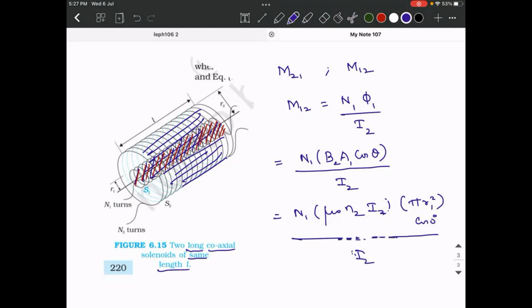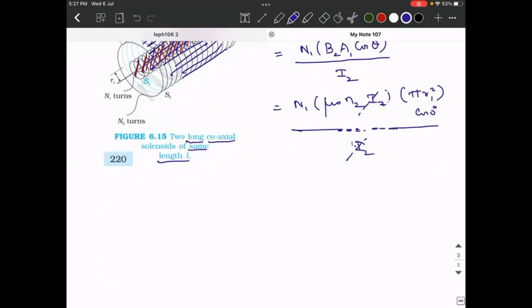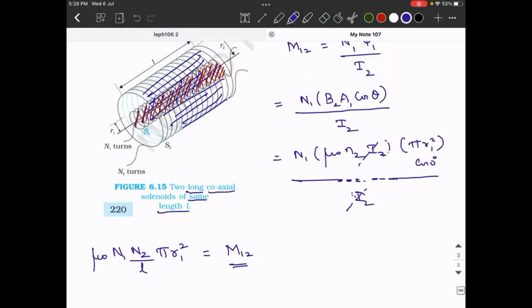Can I write it like this? When that is the case, I2 and I2 will get cancelled. So what am I left with? You are left with mu naught N1 into small n2. How can I write it in terms of capital N? Capital N2 divided by L into pi r1 square, and this is going to be the value of M12. Is that clear? If you see the derivation, it is only 3 steps, but you need to be careful with B and A values.